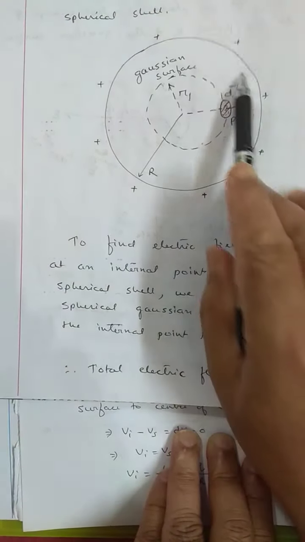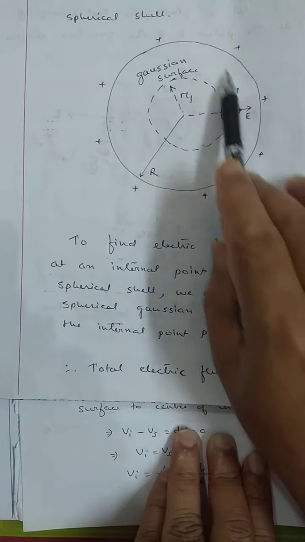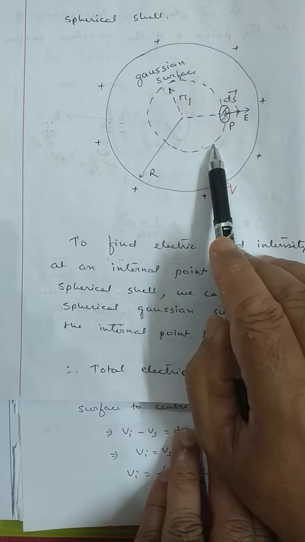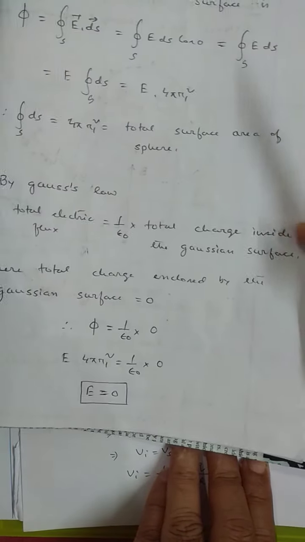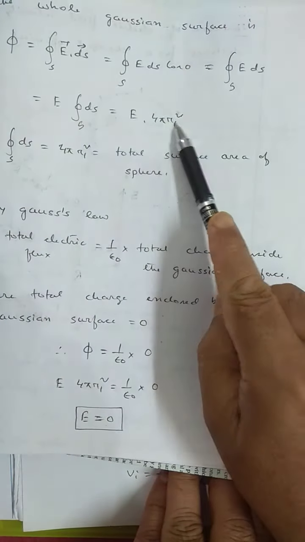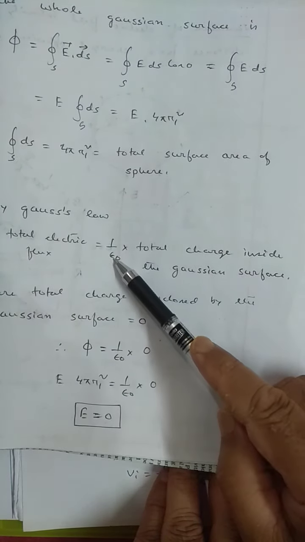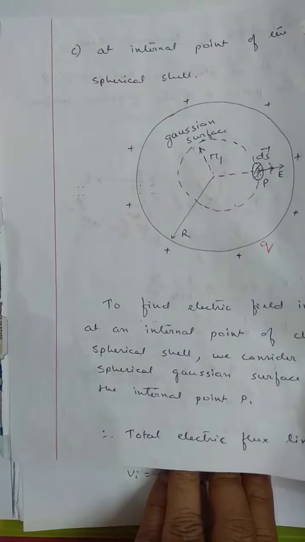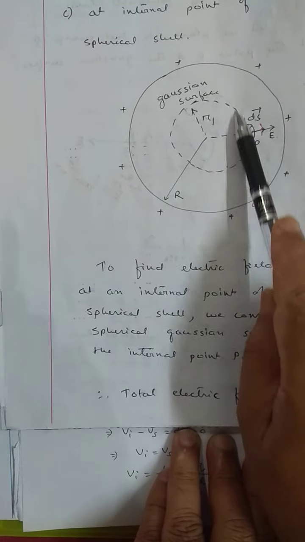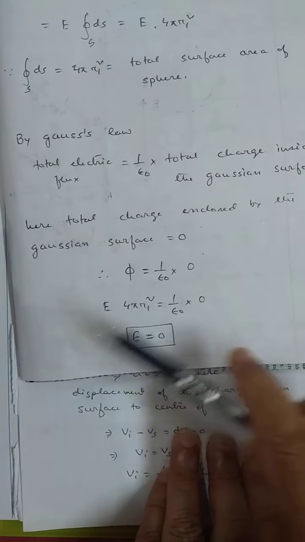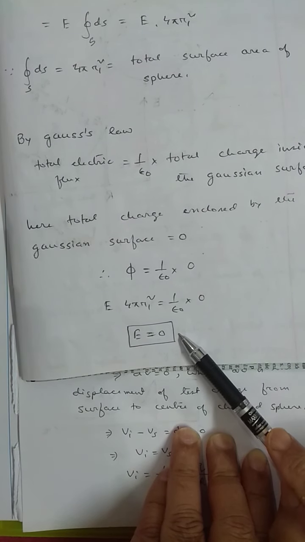Right? This is the hollow charged body, and this is an internal point. We consider the Gaussian surface here. What is the electric flux associated with it? The electric flux associated with the Gaussian surface is E into 4 pi r square. Then total flux is equal to 1 by epsilon 0 times the total charge enclosed by the Gaussian surface. What is the total charge enclosed? This Gaussian surface encloses no charge at all. Therefore, Q is 0. If Q is 0, ultimately we get E is 0.